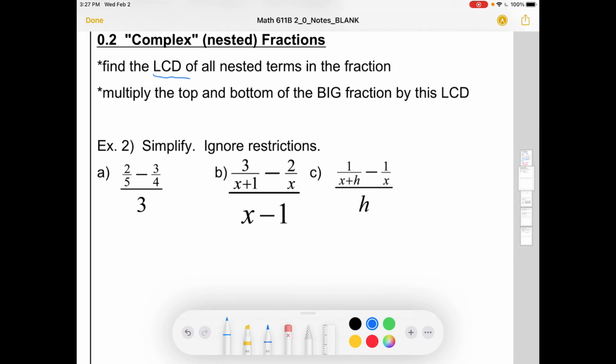So this alternate technique involves finding the lowest common denominator of all the nested terms, of all the, let's call them little fractions. So let's see, I've got a little fraction over 5, little fraction over 4. The LCD is going to be 20 in this case. And I'm actually just going to write that as 4 times 5. I'm going to leave it sort of unput together because often when we have algebraic expressions, they'll just be shown factored like that. And what I'm going to do is I'm going to times the top and bottom of this whole big fraction by 20.